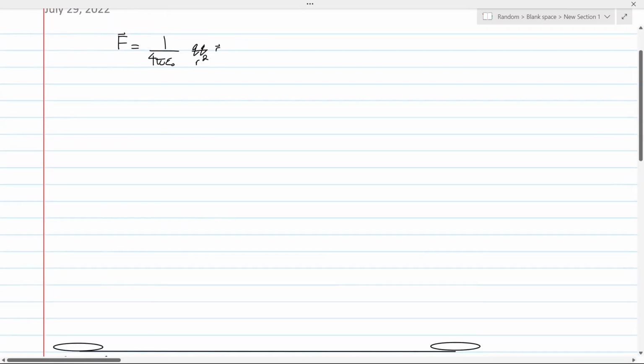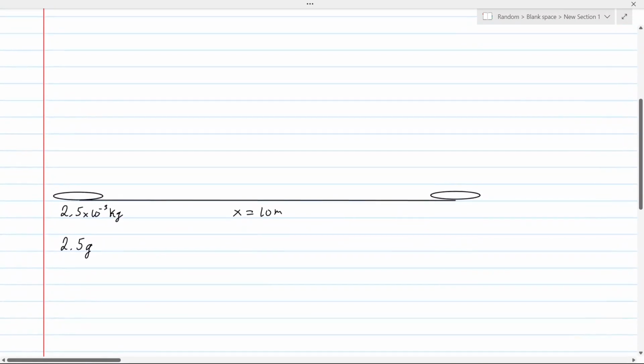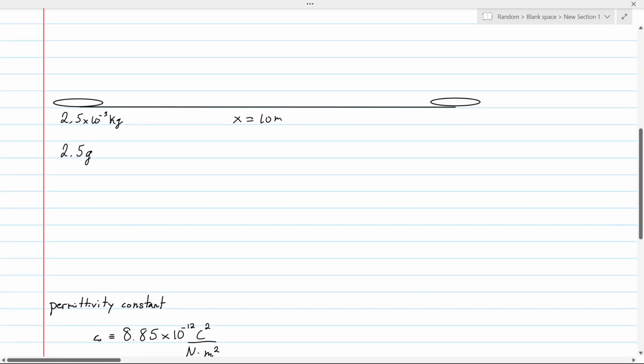Okay, so to solve this problem, we are going to need Coulomb's law, which says that the force between two charges is equal to 1 over 4 pi permittivity constant, the charges divided by the square of the distance. Now this can be written in vector form, but in this case we won't need that because we can align our coordinate system so that the distance is along the x-axis.